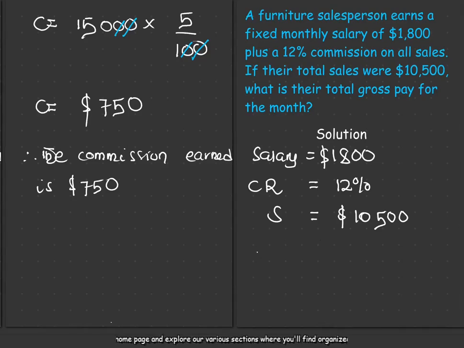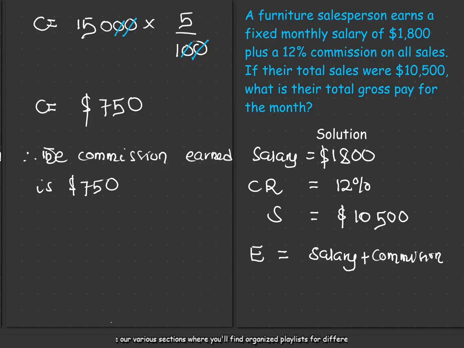And we said the total earning is given by E. So E is your salary plus the commission earned. You see? So if you want your gross pay, you take your regular payment, then we now add the commission you have gotten. But we don't know the commission earned. So we first of all need to calculate our commission earned.